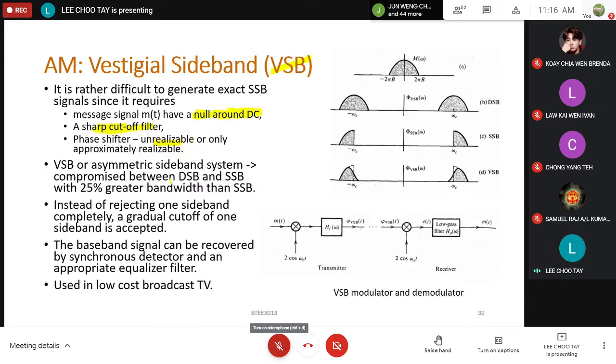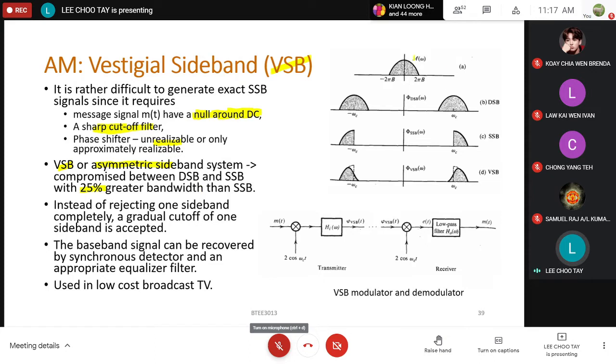And vestigial sideband, another name for which is asymmetric sideband, is basically a compromise between double sideband and single sideband. It transmits in a way that it uses 25% more bandwidth than single sideband.